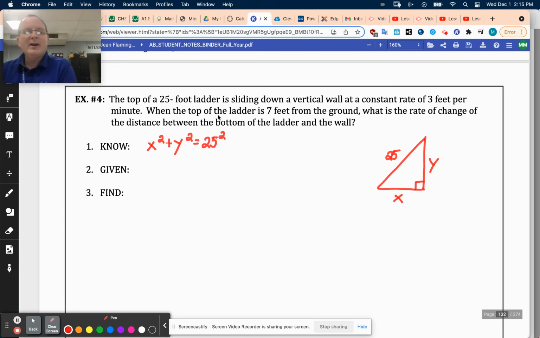Now, we are given a couple of things here. We're given the top of the ladder is 7 feet from the ground, so y equals 7. And we also are given that the top of the ladder is sliding down at 3 feet per minute. That means that y is getting smaller. So that means that dy/dt is decreasing at a rate of 3 feet per minute.